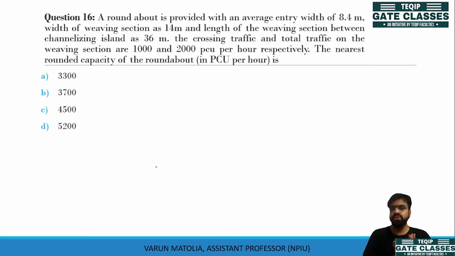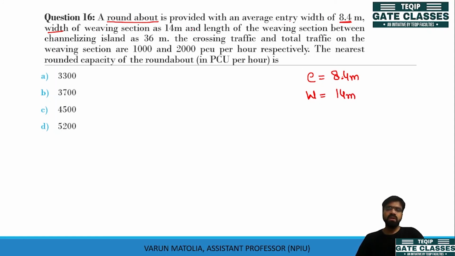Okay, so this is the last question, and it is about your rotary or roundabout. It says that a roundabout is provided with an average entry width of 8.4. So E value, we have average entry width as this. Width of weaving section, the W width of weaving section is given as 14 meters. We have length of weaving section between channelizing island.